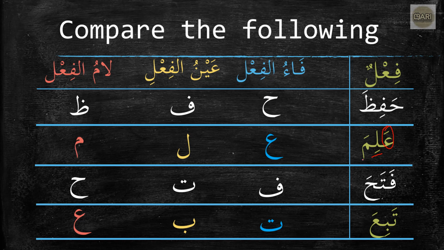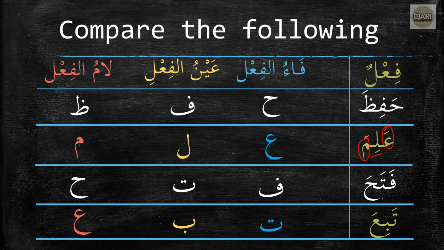What about meme? Where is meme positioned in the verb alima? It's last. Last, lam. Meme is the lamul fi'l. See how they line up? The meme is the lamul fi'l. So ayn is the fa'ul fi'l. Lam is the aynul fi'l. And meme is the lamul fi'l. In every verb? No. In the verb alima.